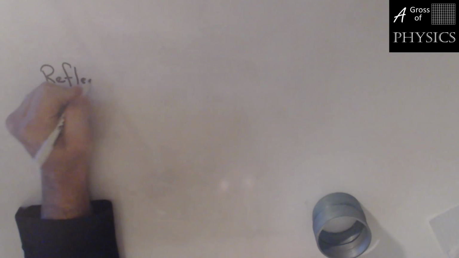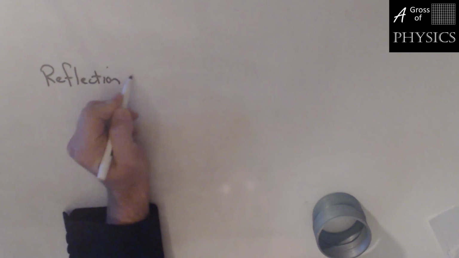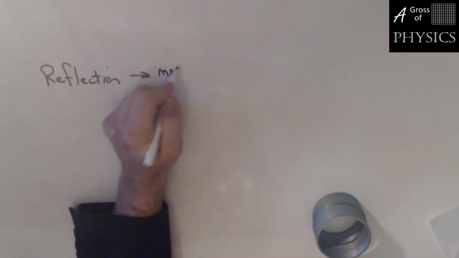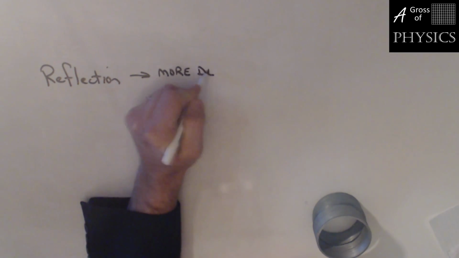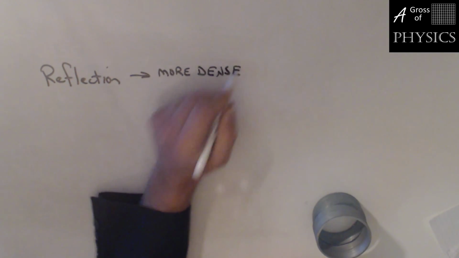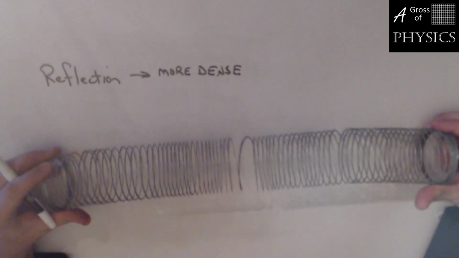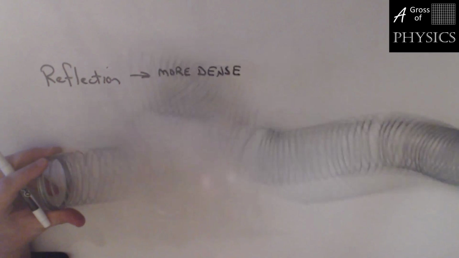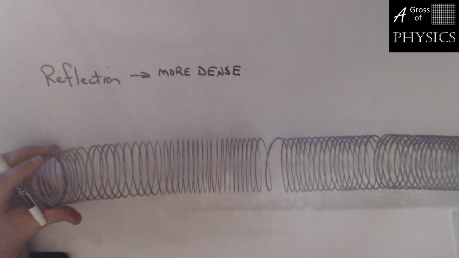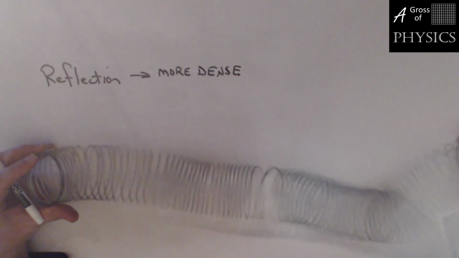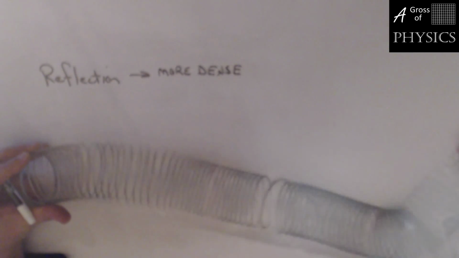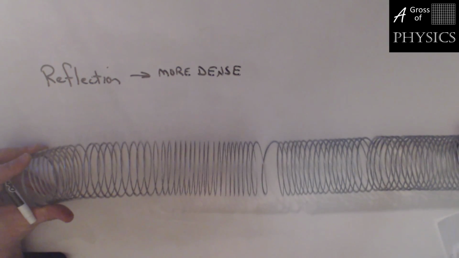I'm going to simulate reflection into a more dense material. And if you remember, the reflected wave is inverted. So my hand holding this end, as I send the pulse down, you'll notice that on the way back, I send a crest, and a trough comes back. And that's because of Newton's third law.